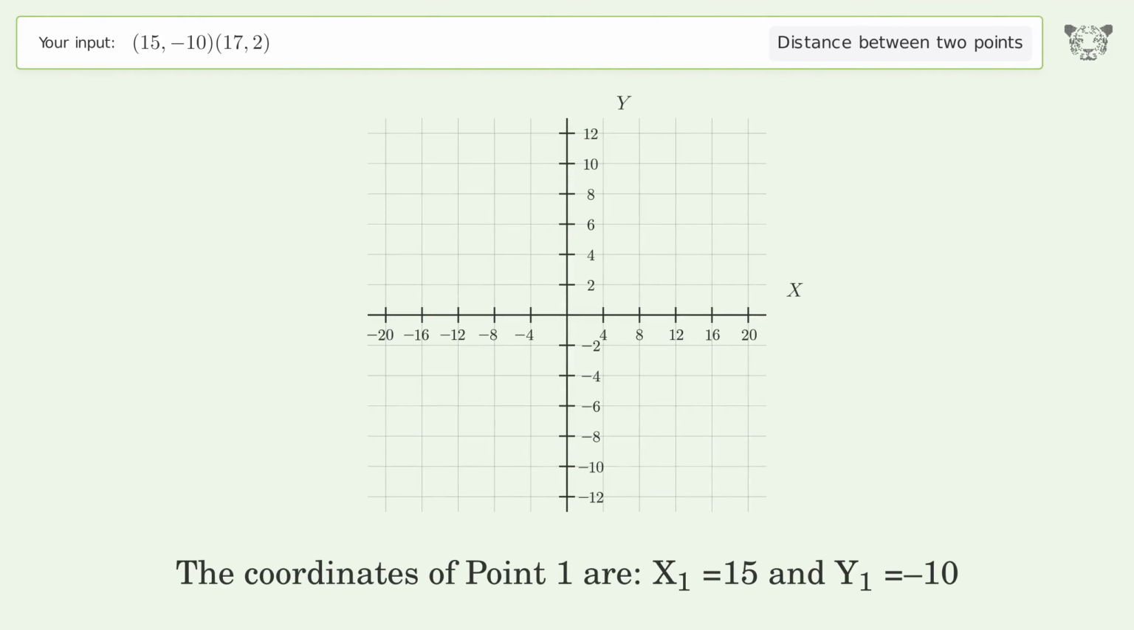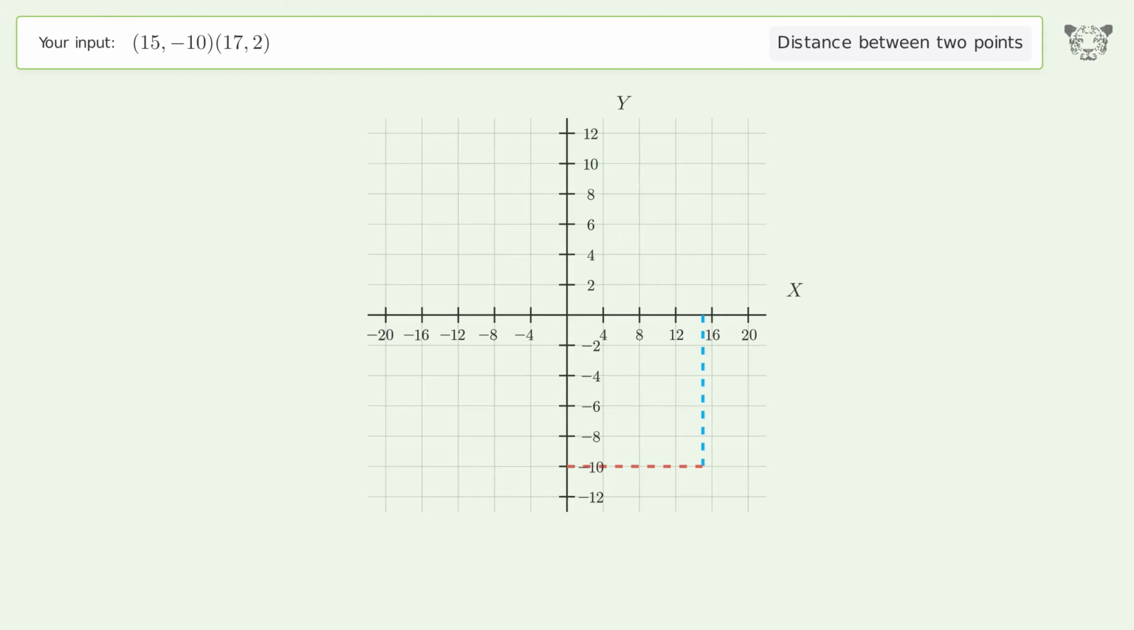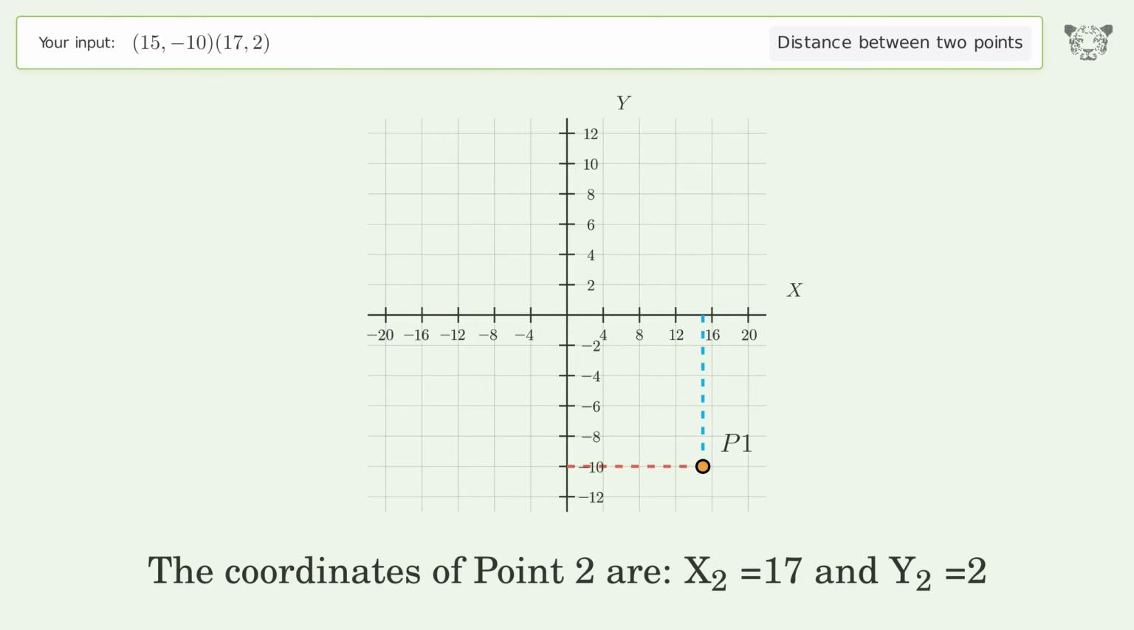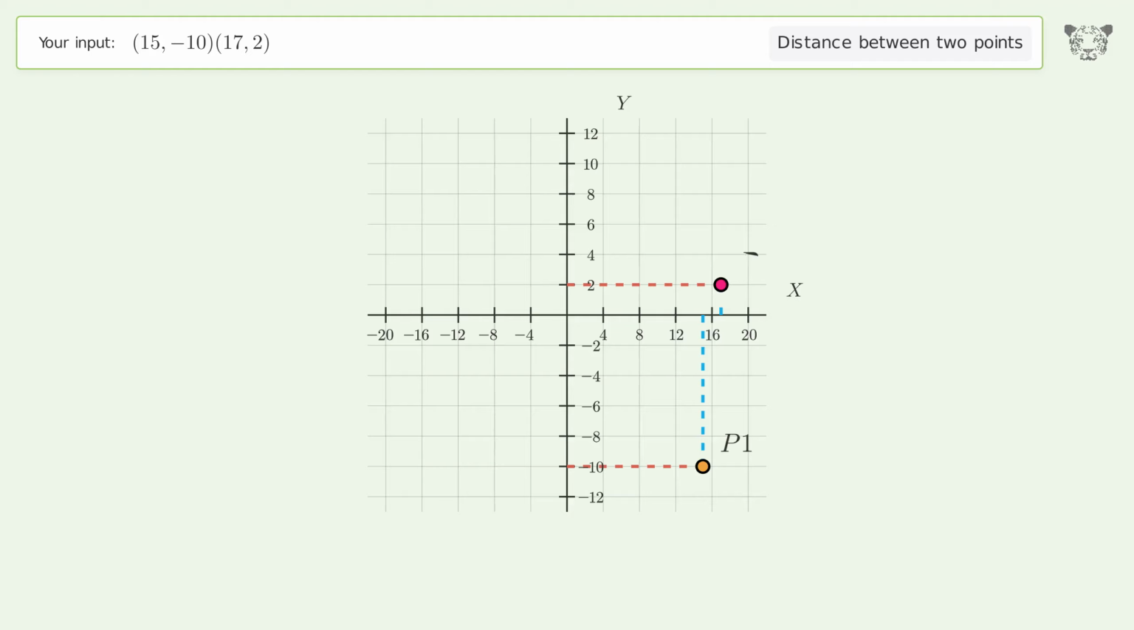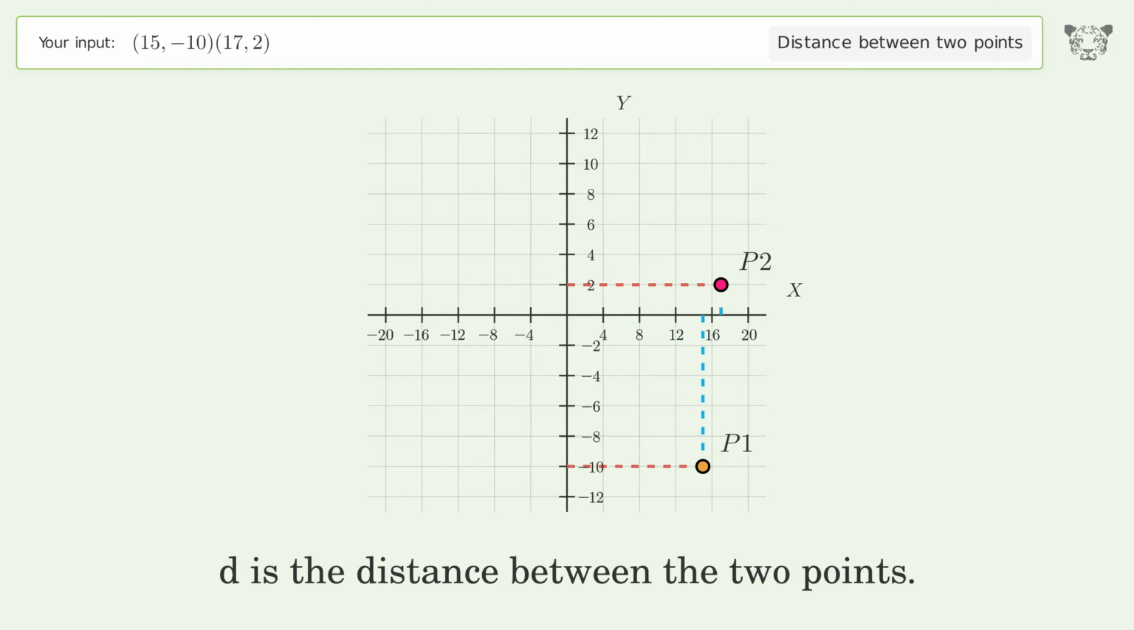The coordinates of point 1 are, x1 equals 15 and y1 equals -10. The coordinates of point 2 are, x2 equals 17 and y2 equals 2. D is the distance between the 2 points.